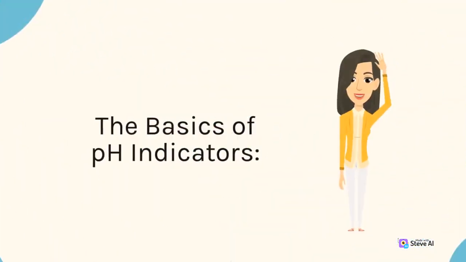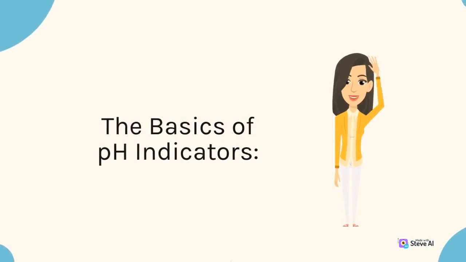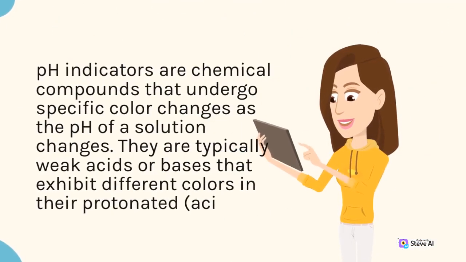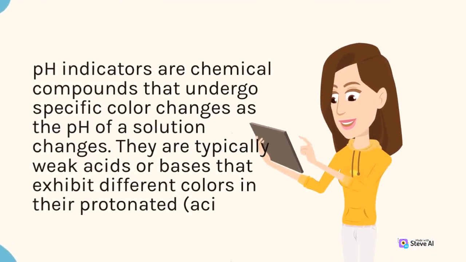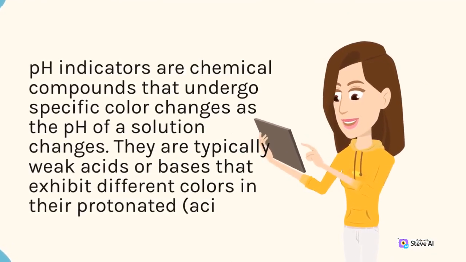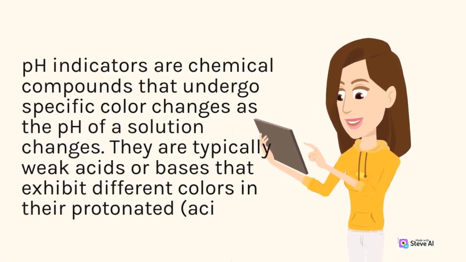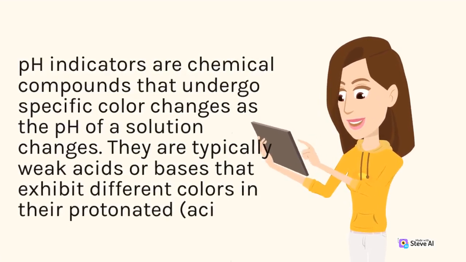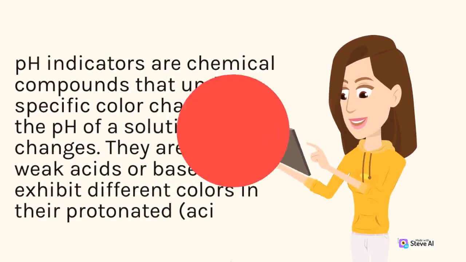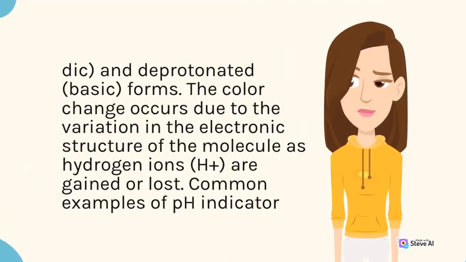The basics of pH indicators. pH indicators are chemical compounds that undergo specific color changes as the pH of a solution changes. They are typically weak acids or bases that exhibit different colors in their protonated, acidic, and deprotonated, basic, forms.